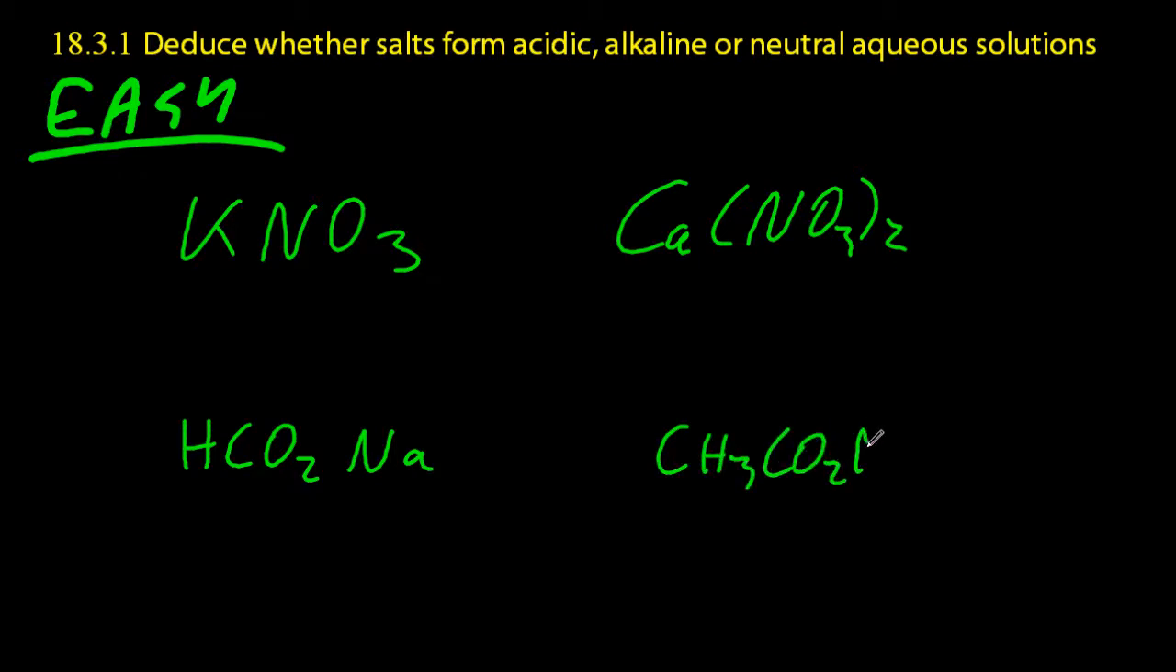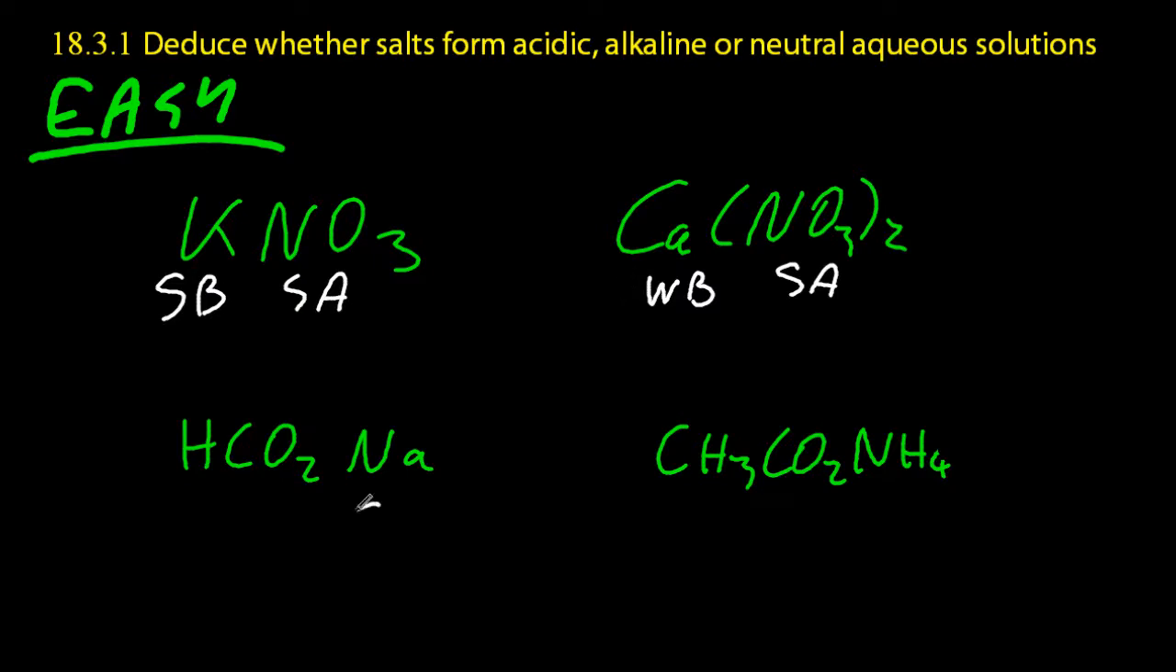So the first one is potassium nitrate. Potassium nitrate could be made from potassium hydroxide, a strong base, it's a group 1 hydroxide. And the NO3, the nitrate, comes from nitric acid. So that's a strong base, strong acid combination. Calcium hydroxide is a weak base. It's not a group 1 hydroxide or barium hydroxide. And nitrate, again, is nitric acid, a strong acid.